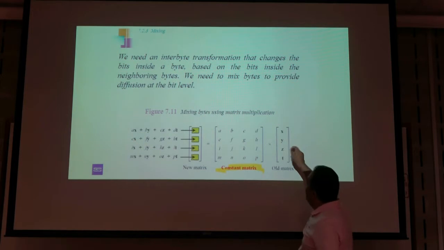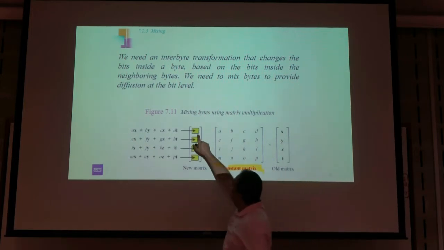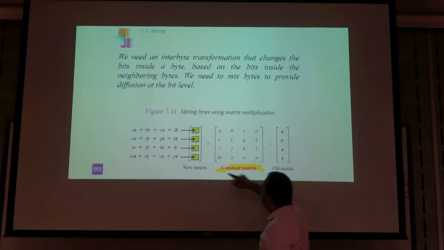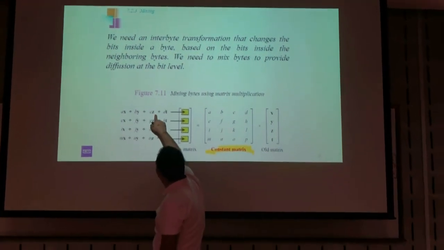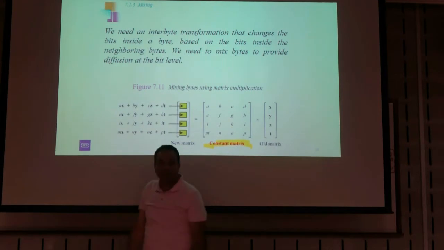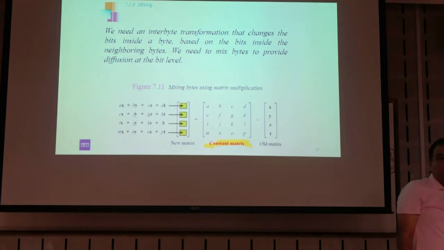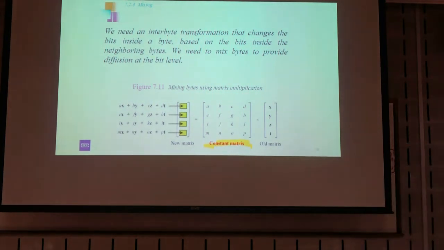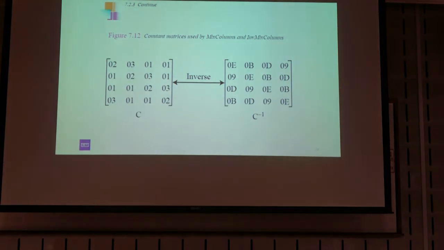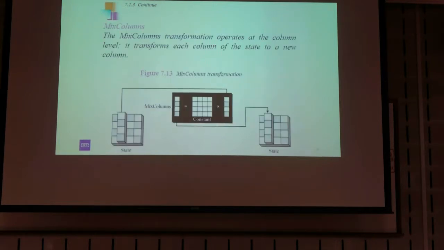So for example, who contributed to the new value of X? D and T and C and Z and B and Y and A and X. Eight elements contributed to the new value. Alright? So in here, for example, if you have a matrix C and C inverse, we can always use this technique in the round going encryption and then the inverse when we go back. So that's what we do exactly.